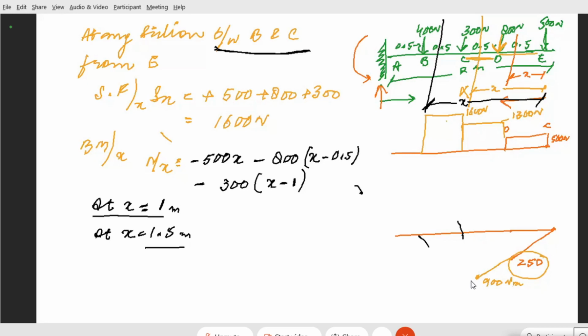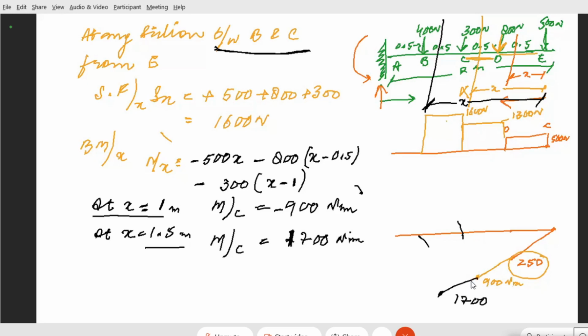And giving the values, we will be able to calculate the bending moment at point C, giving the value of x equal to 1. That has to come 900 Newton meter. And secondly, giving the value of x as 1.5 in the equation, it gives out to be 2700, sorry, it is 1700 Newton meter. That means your other moment at point B is 1700 Newton meter.